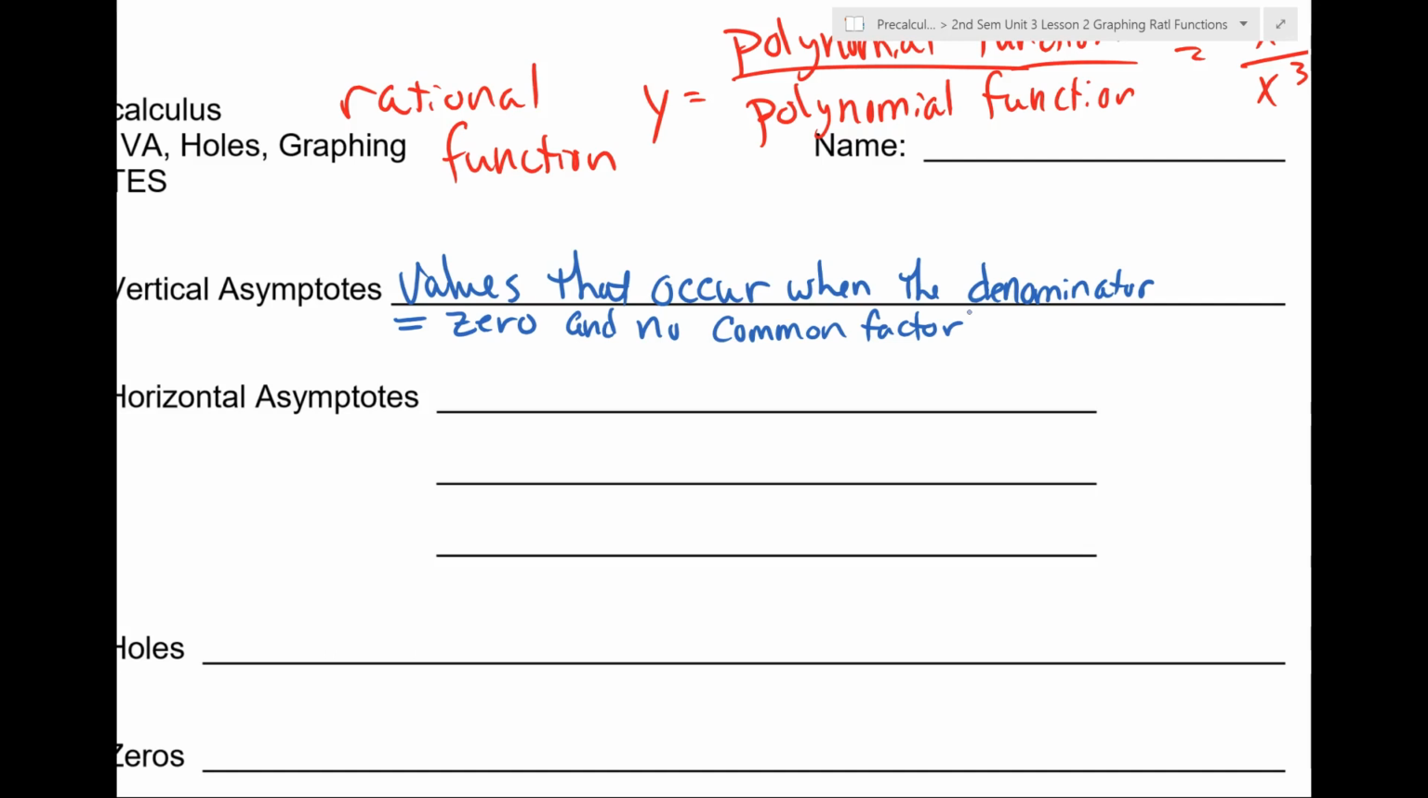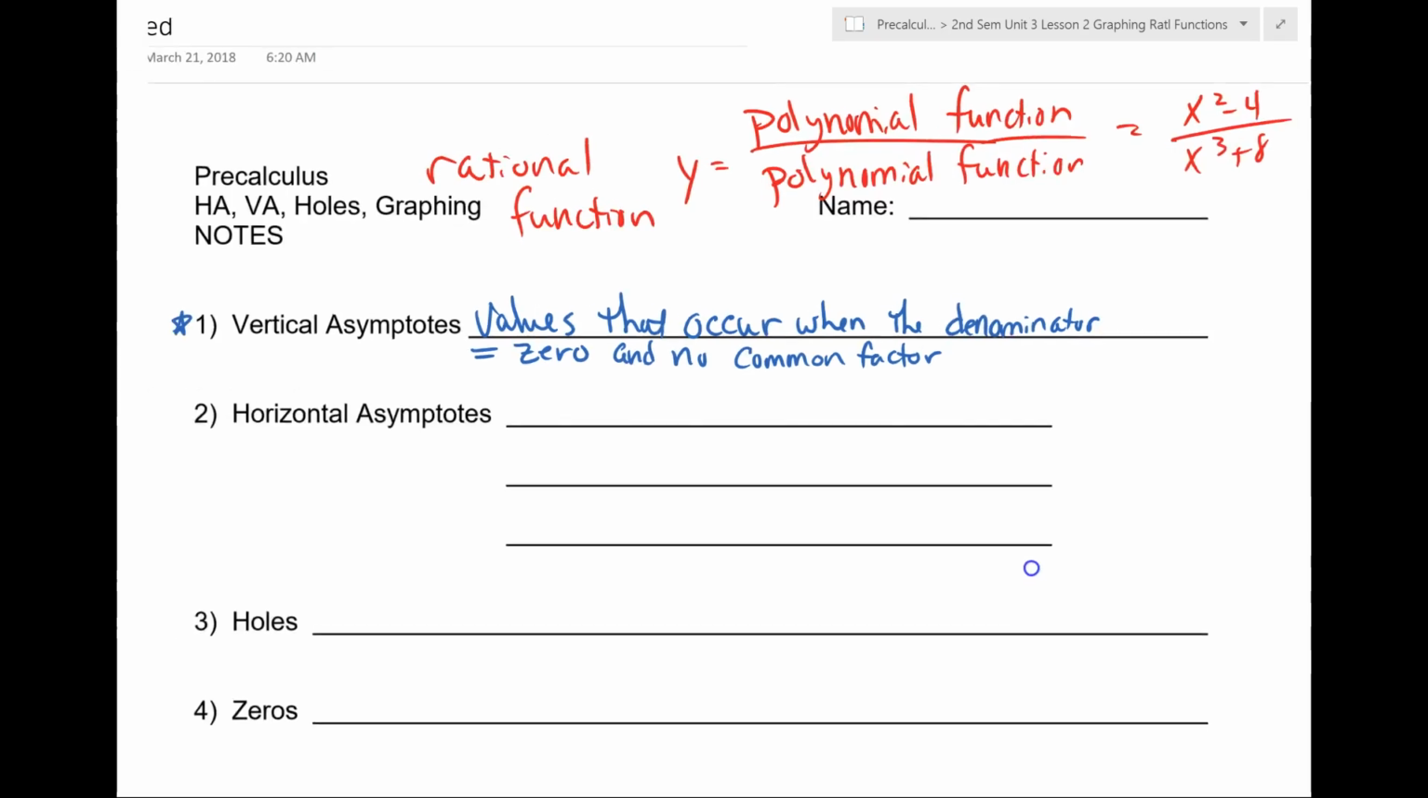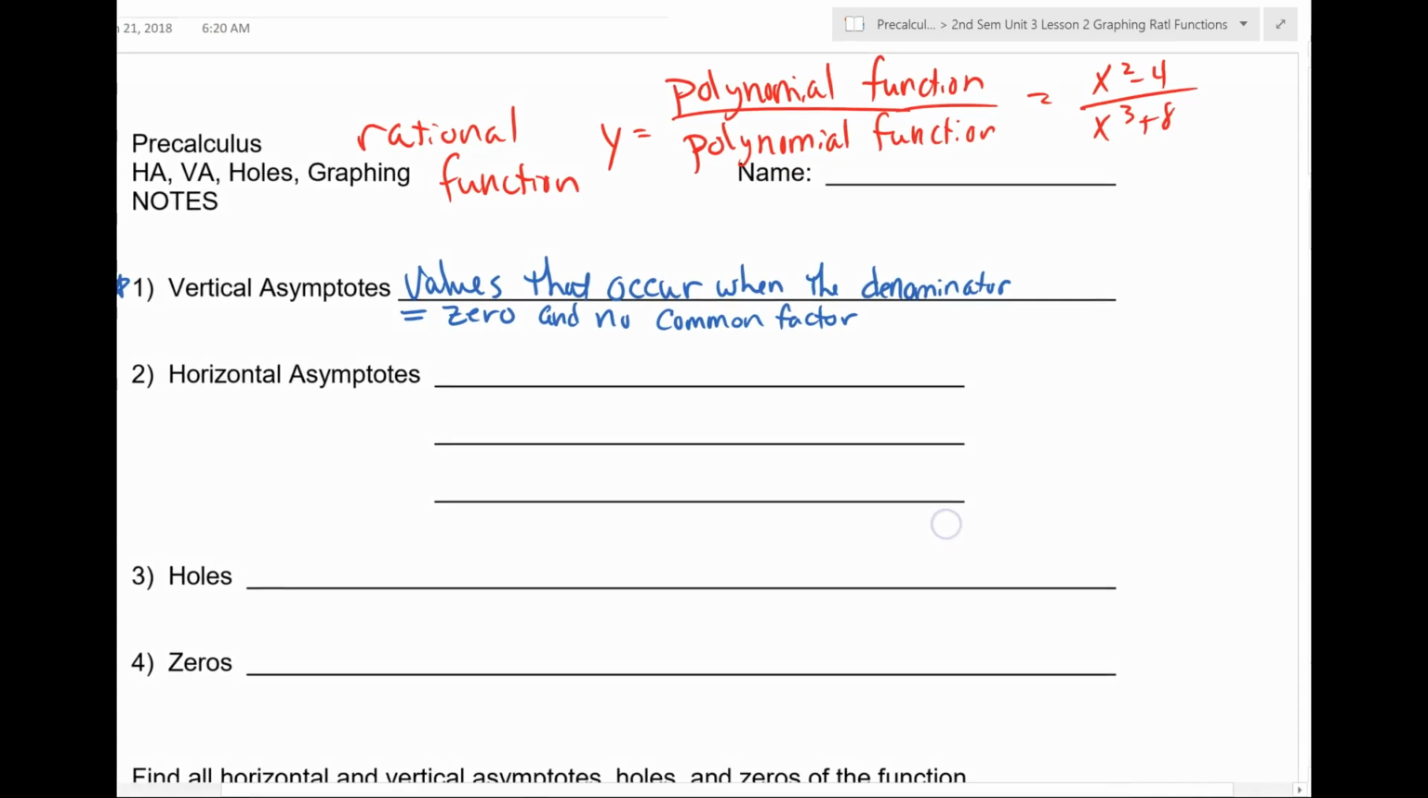Here's what I mean by this. What if I took the time and I had a rational function, and I'm just going to use this one right here. What if I got f of x is equal to, there you guys go.